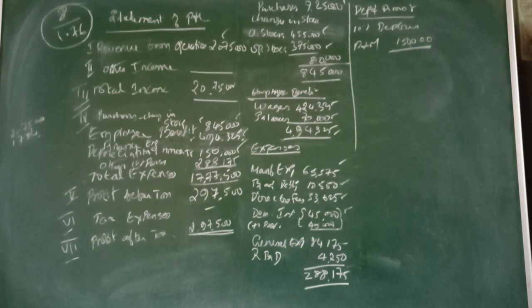Then sundry creditors, this is a current liability. In the balance sheet there is an item called current liabilities. Under that you will have to take it. Then bills payable, this is also a current item. Like creditors, you should take it in the balance sheet under current liabilities.